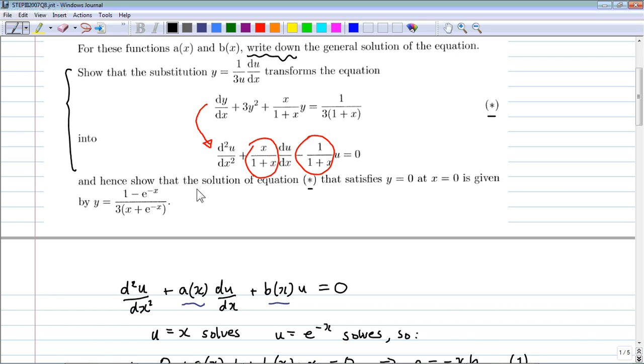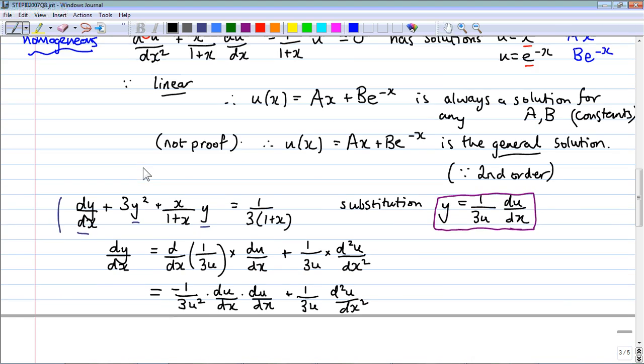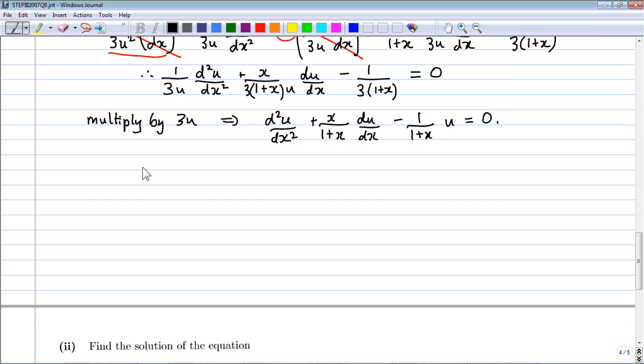So we're going to find the particular solution. Maybe I should emphasize that. The particular solution of star with this boundary condition, or this initial condition, looks like that exactly. Okay. So we know the general solution of this equation in terms of u.